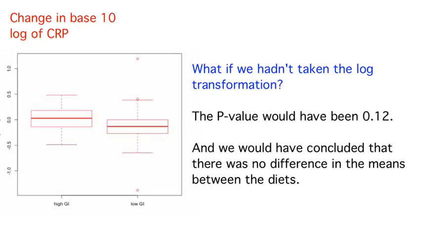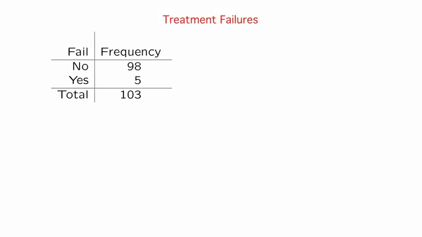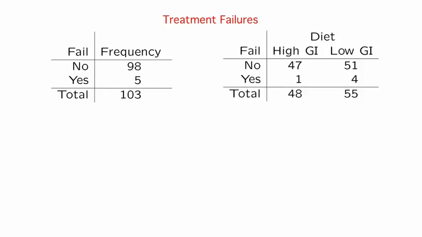Now let's go back to something else we said we would return to in our data. There were treatment failures. 5 people had to leave the study because they needed to go on medication to control their diabetes. There were still measurements taken on these people before they left, so they weren't necessarily missing values. But we may still be worried about whether or not our treatments contributed to this treatment failure. So let's look at the failures by diet group.